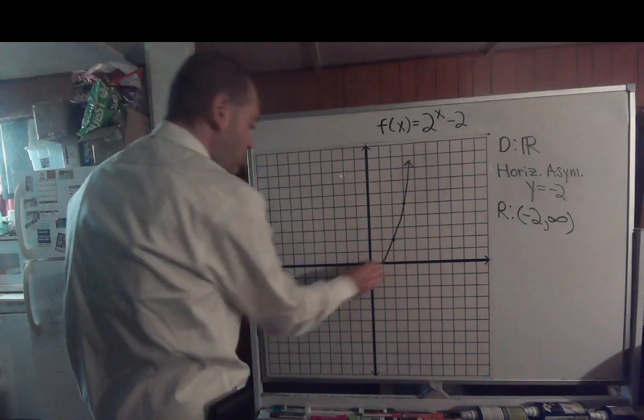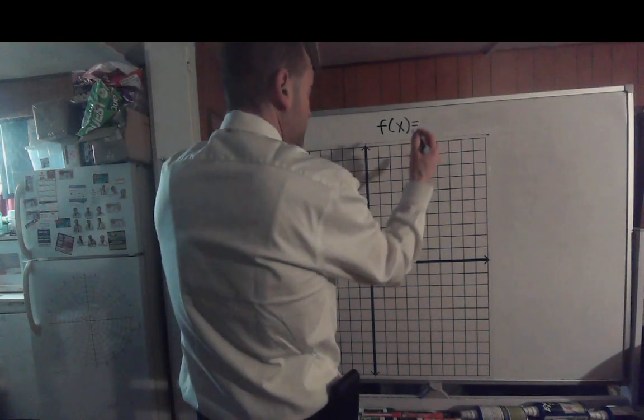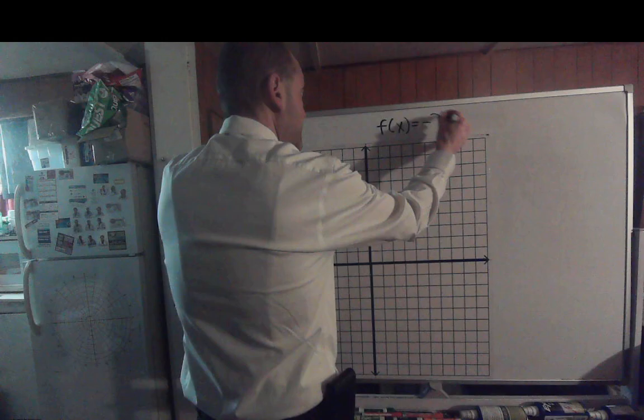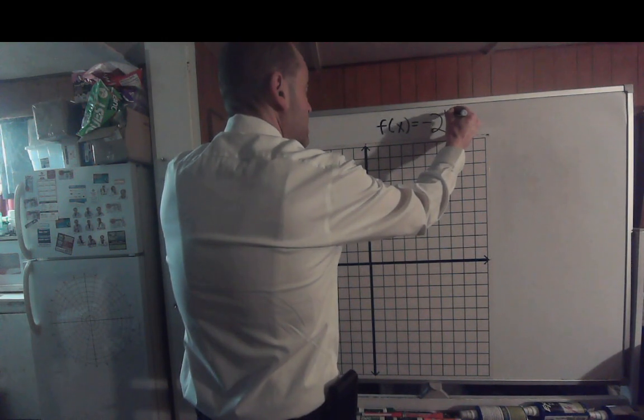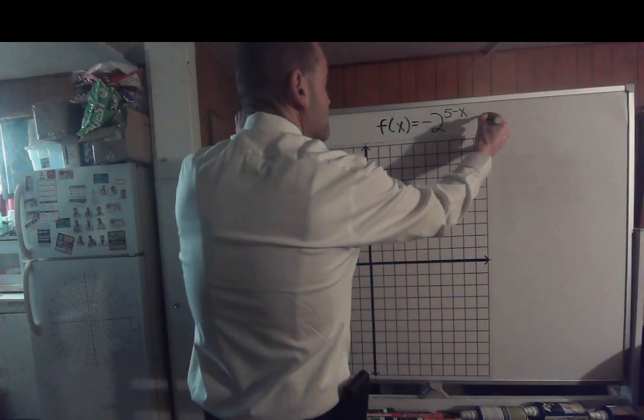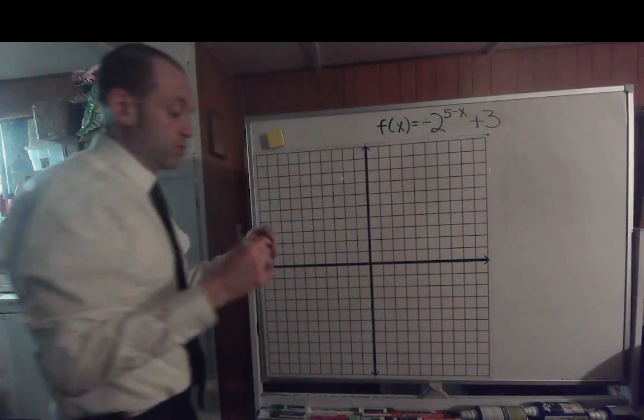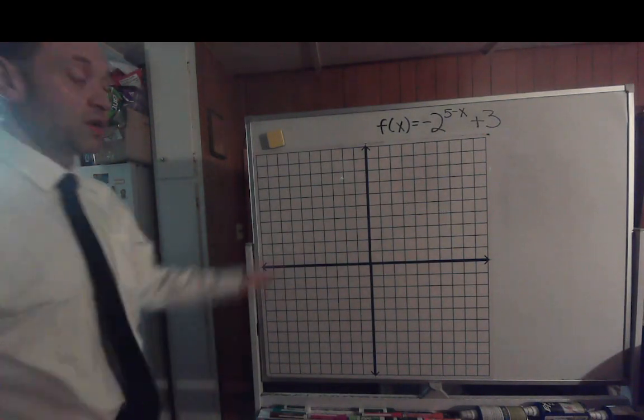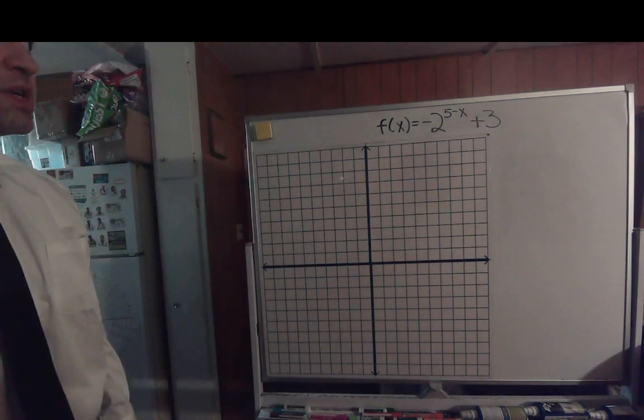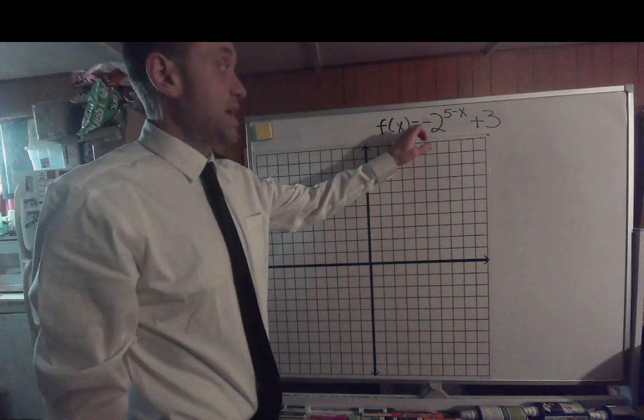Alright, let's do one more like this here. Let's really do this. So we have -2 to the 5 minus x, plus 3. We've really pulled the rug out from under you. So what's going on here with this exponential function? Look at your negative sign on the 2. That definitely denotes a reflection in the x-axis.